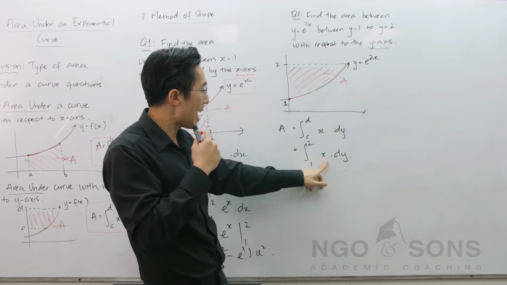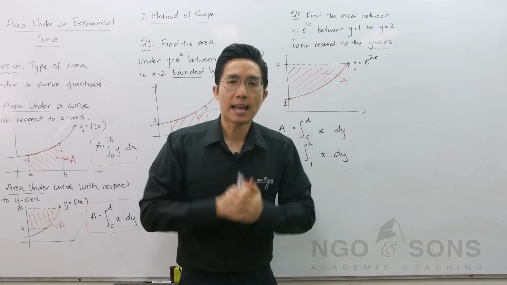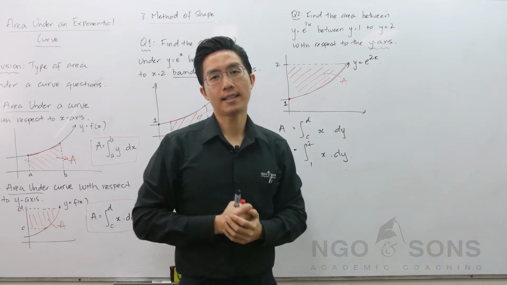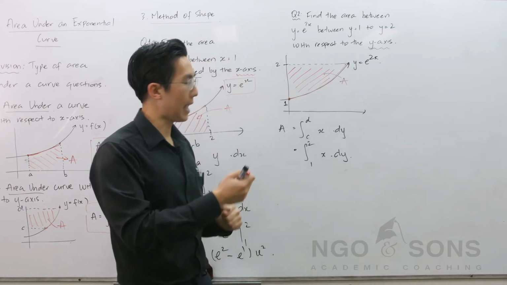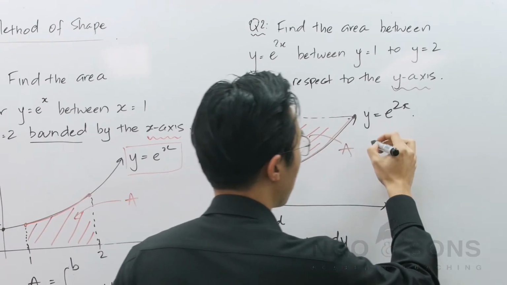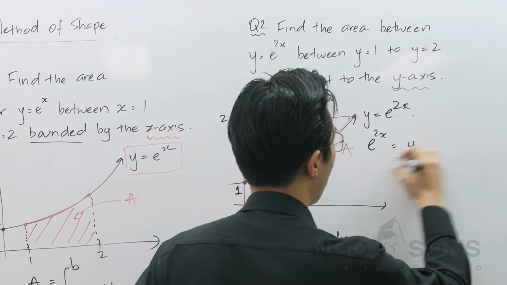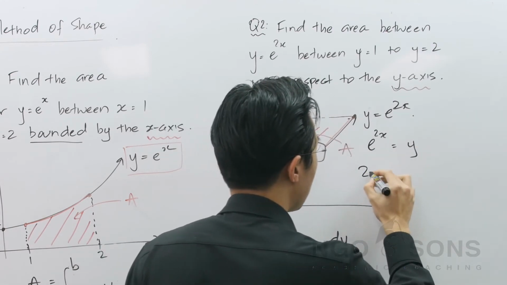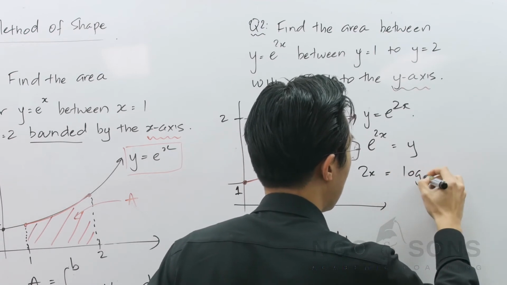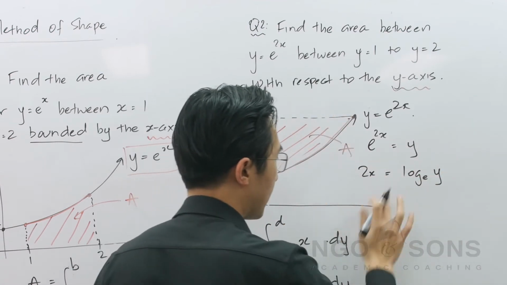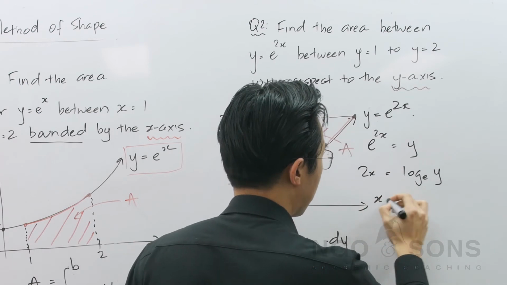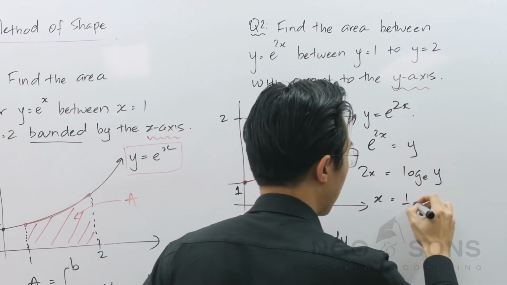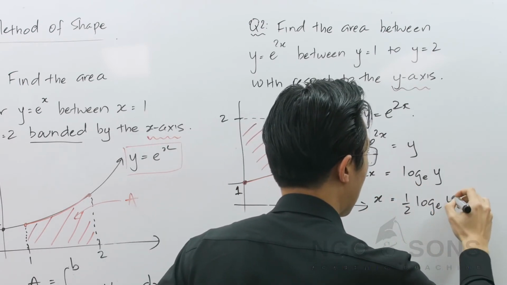So if you want x in terms of y, what does that mean, everybody? You make x the subject. To make x the subject, I want to write here e to the 2x is equal to y. Now x is not the subject, you've got to get rid of e. You push the e down, so it's 2x is log e y. Now you make x the subject by dividing by 2. So it's half log e y.